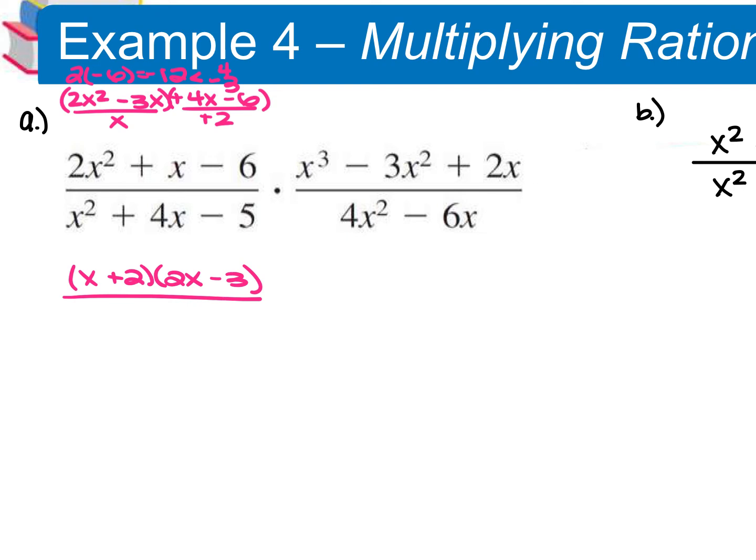It just says 2 times negative 6 is equal to negative 12, and then the factors of negative 12 are 4 and negative 3 that add up to be positive 1.